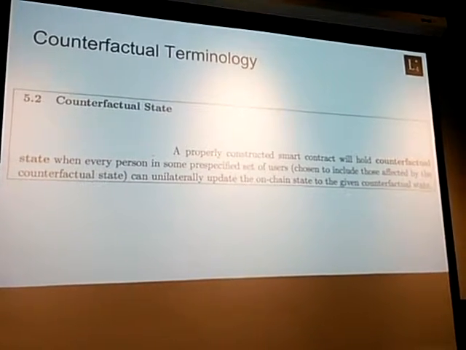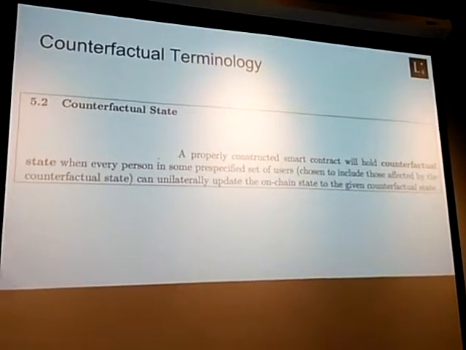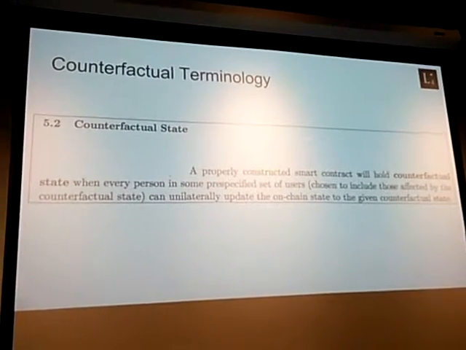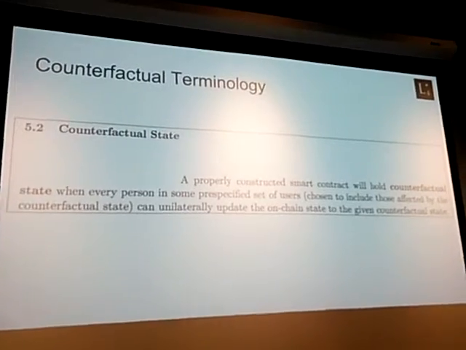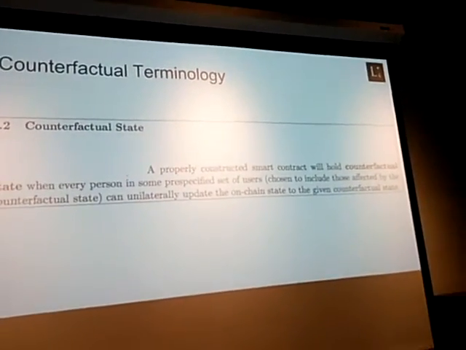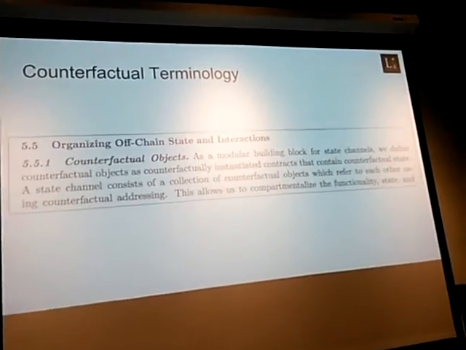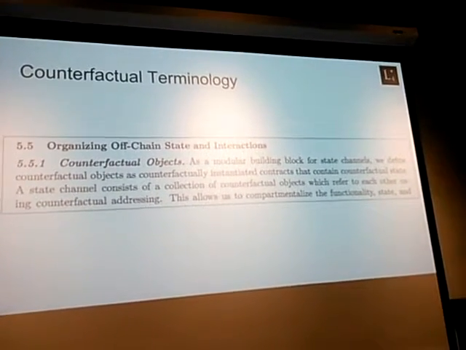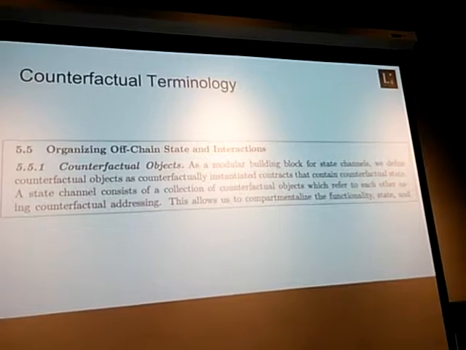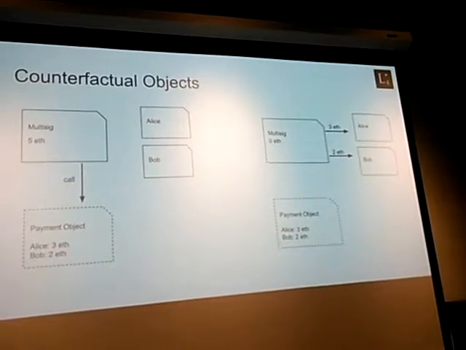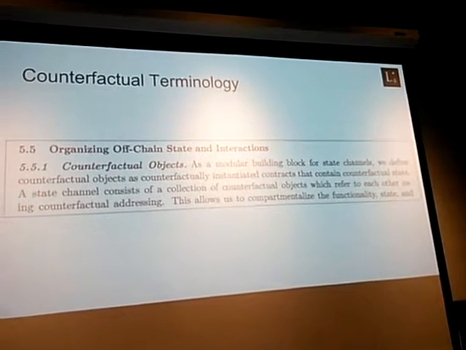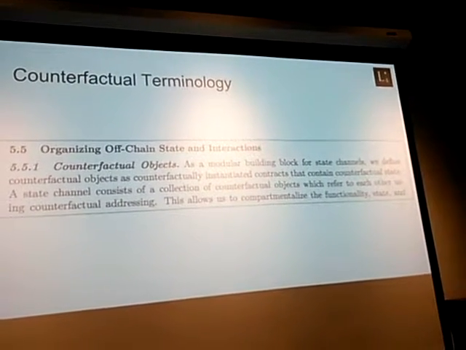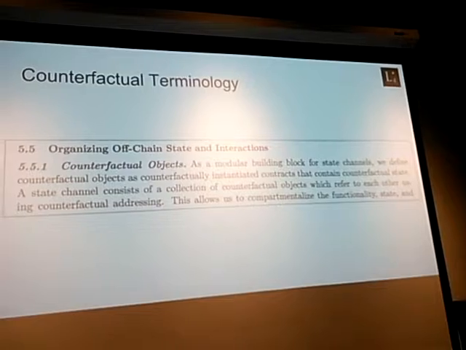So we think of an Ethereum contract as, when it's deployed on-chain, it has state in the form of its storage. People can modify the storage, and this one is kind of the off-chain version of this. And the counterfactual object is just a counterfactually instantiated contract that contains counterfactual state. So this is a bit of a mouthful, but this is actually the complete definition. And I'll give you an example of how this makes sense in state channels.